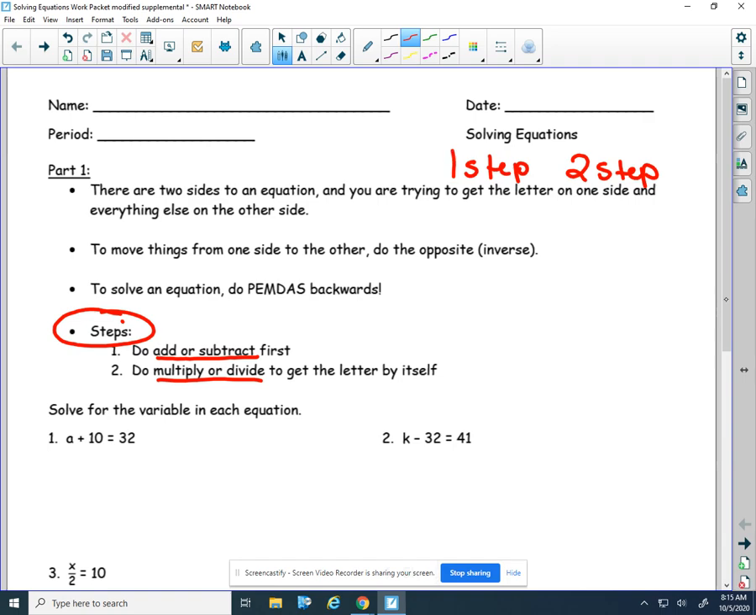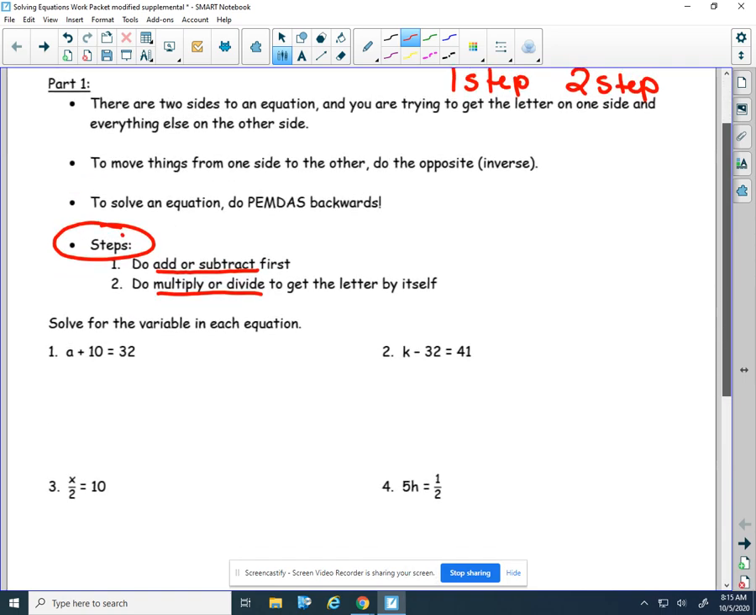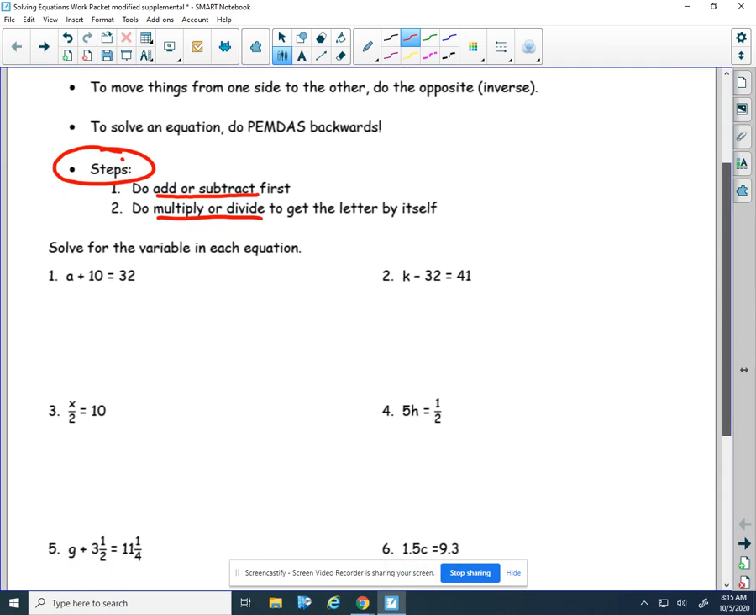Did you guys do solving equations last year? No. A little bit. Okay. Unfortunately, I wasn't in math with them, so that's okay.